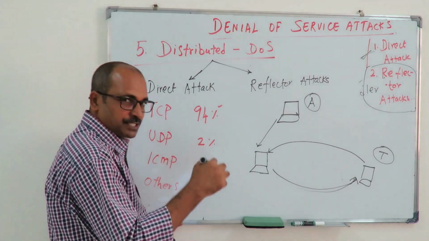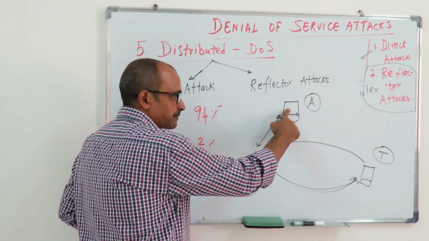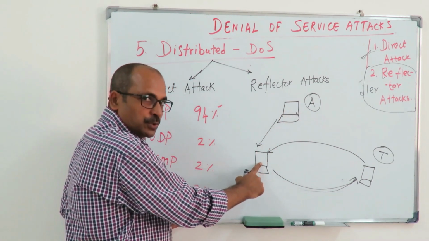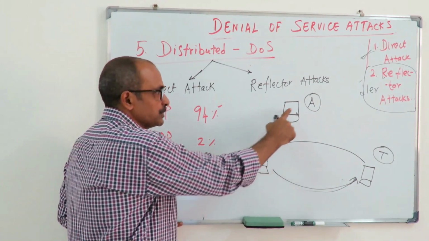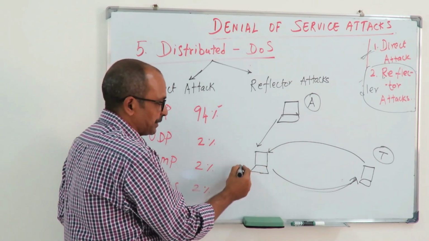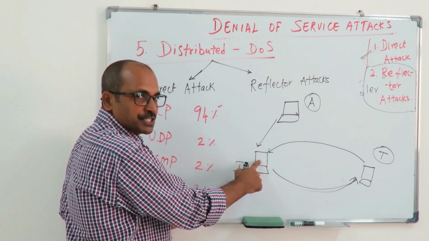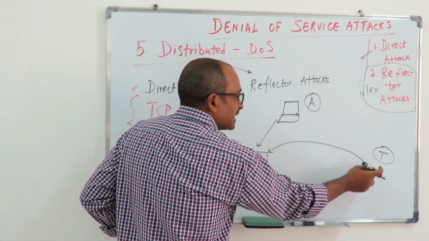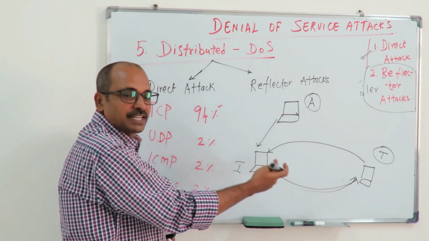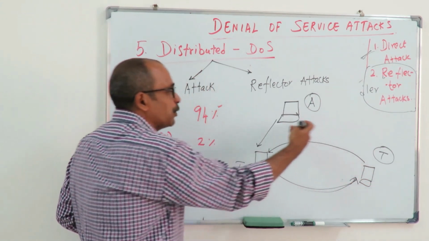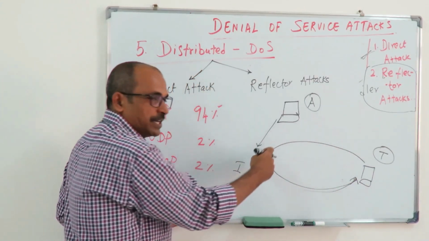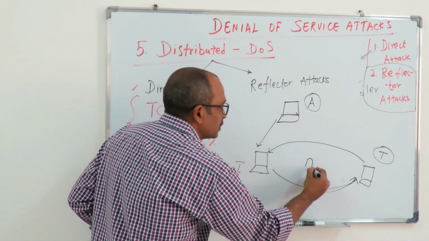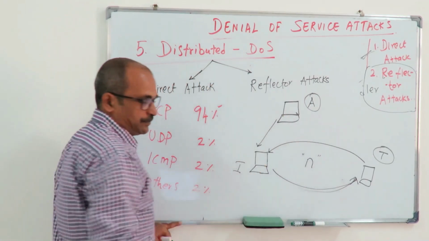Let me give a summary. The attacker sending the attack packets is called triggering the attack. He triggers the attack by using the intermediate machine. The intermediate machine floods the packets to the target. Then the target sends a response, a continuously reflected echo reply, coming back to the intermediate machine, and this is repeated n number of times. This is called a reflection attack.